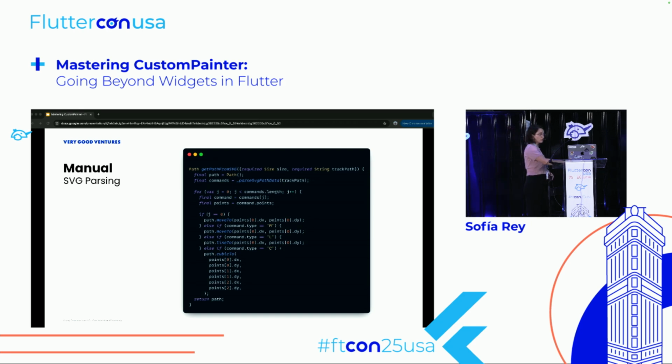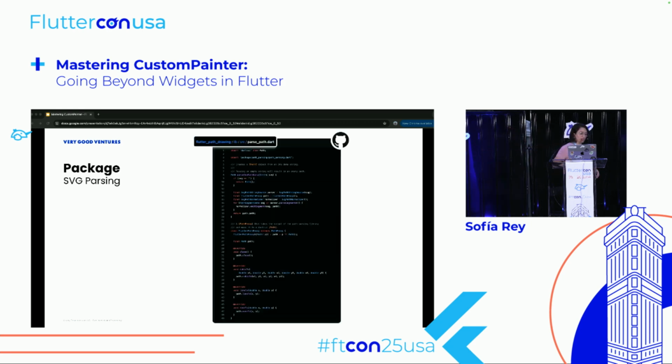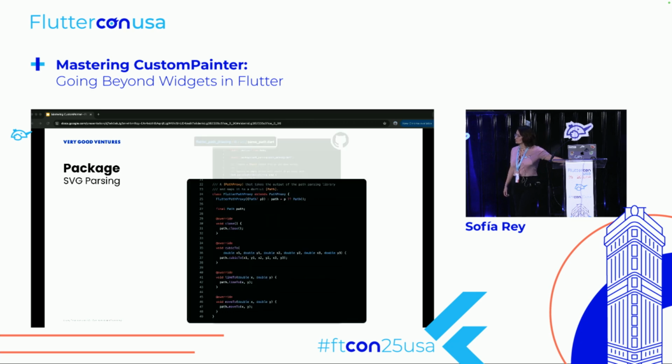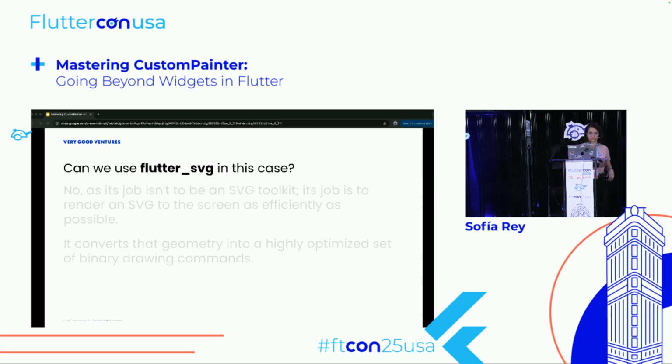And if you don't believe me, I checked the repository of the package I'm recommending, and in the parse path file, you'll find all the magic of the parsing. And if we zoom in a bit, you'll see that they end up using the same functions I've just mentioned: cubicTo, lineTo, and moveTo.